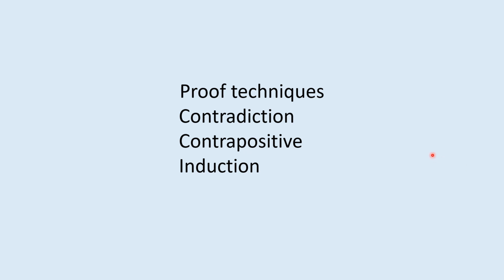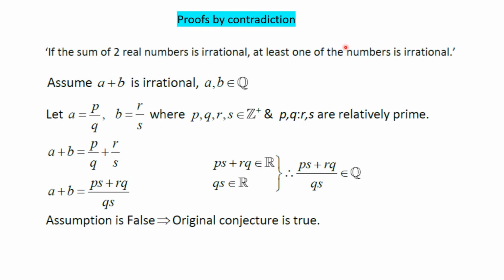Hi guys, today I will go through some examples on the three proof techniques: contradiction, contrapositive, and induction. So let's start with contradiction. Contradiction just means that you assume the opposite is true and then show that it will lead to some problems later on. In this case, we know that the sum of A and B is irrational, and we want to show that at least one of them is irrational.